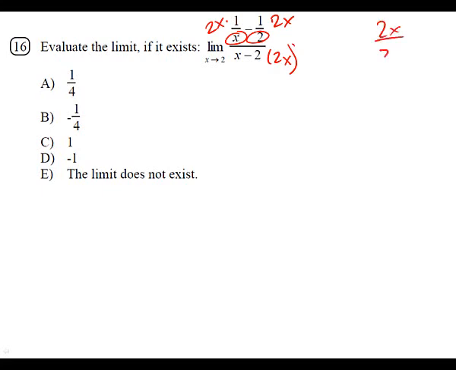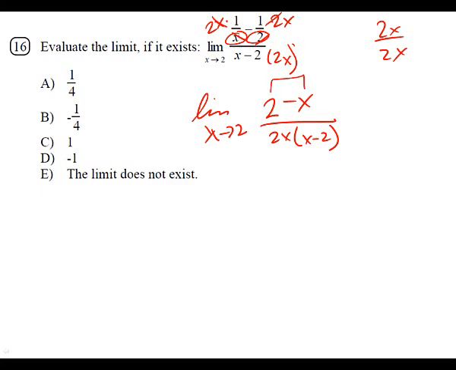What I'm really doing is I'm distributing that 2x over the top. Okay? So let me rewrite. Limit as x approaches 2. What cancels in this first one? x. So I'm left with 2. What cancels in this one? 2. So minus x. And then in the denominator, I get 2x times (x minus 2). Oh, I see what happens. Do we see something that might cancel?